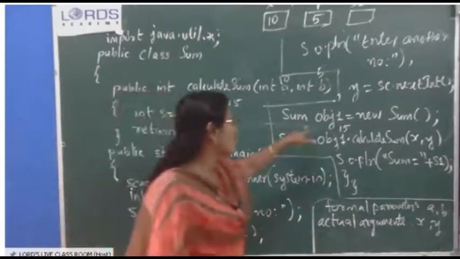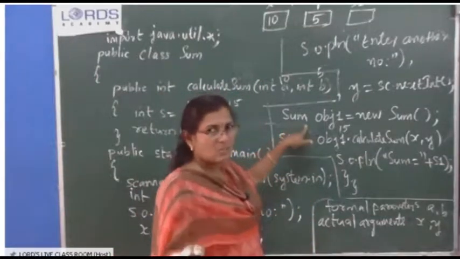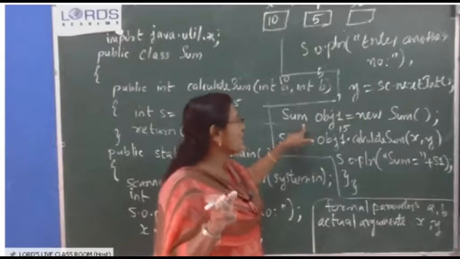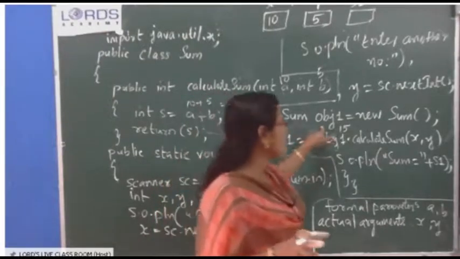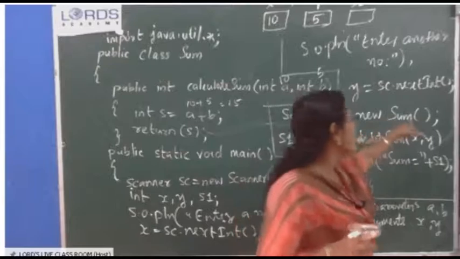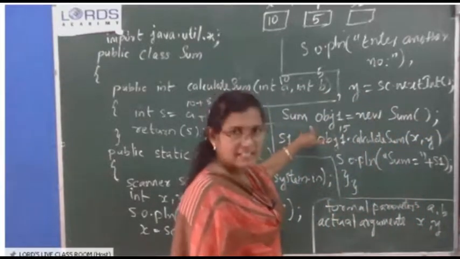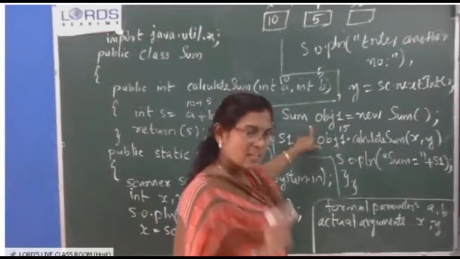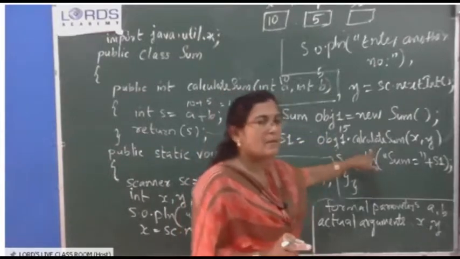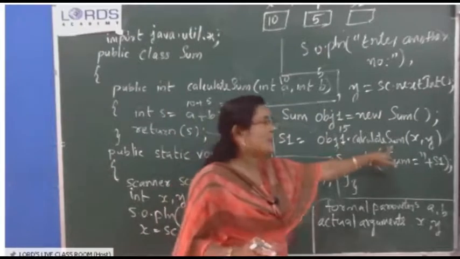So you go for object creation. To create an object of the class, the syntax is class name followed by object name equal to new keyword, class name, empty braces. Okay, so the object is created, and the syntax is object name dot method name. So obj1 dot calculateSum.